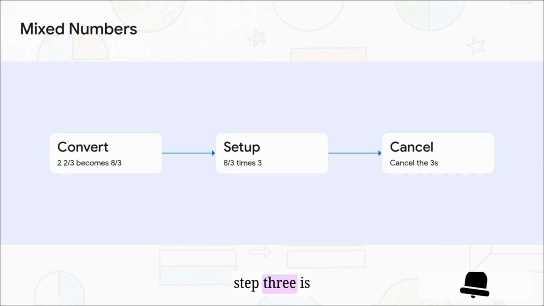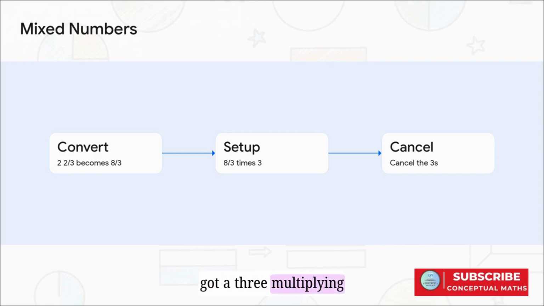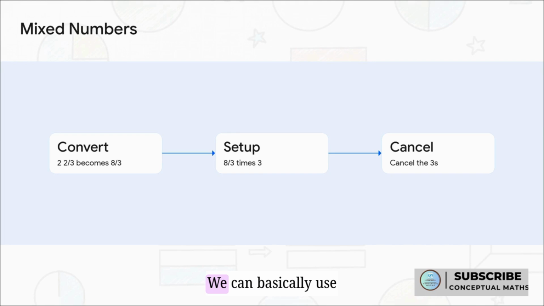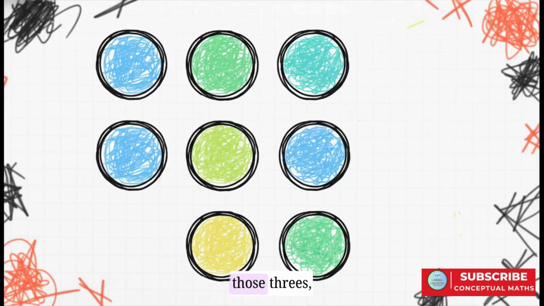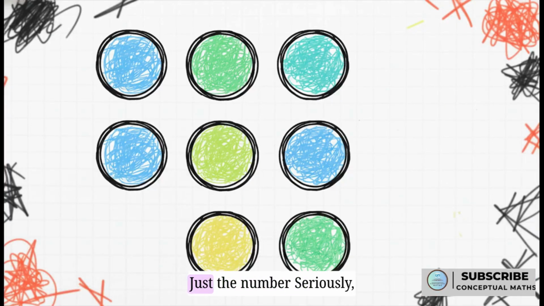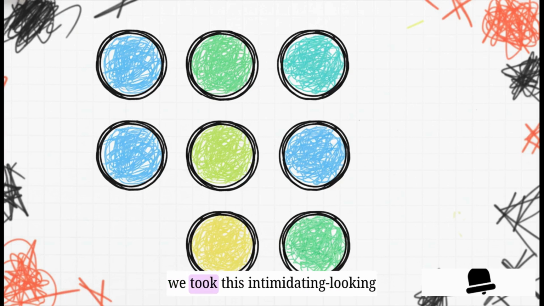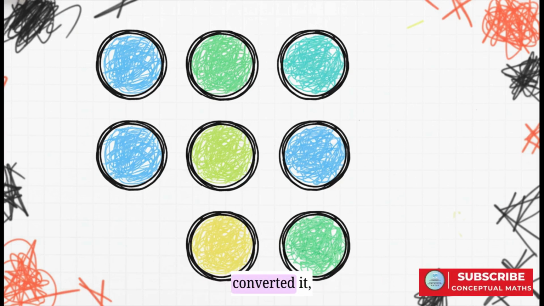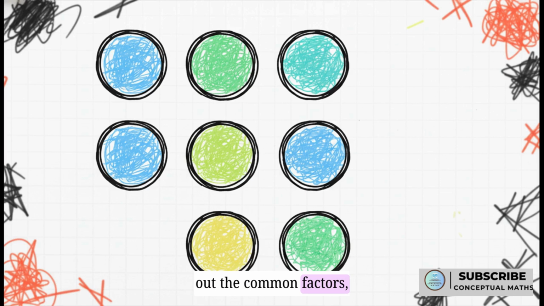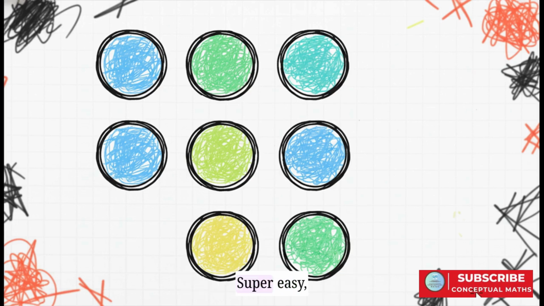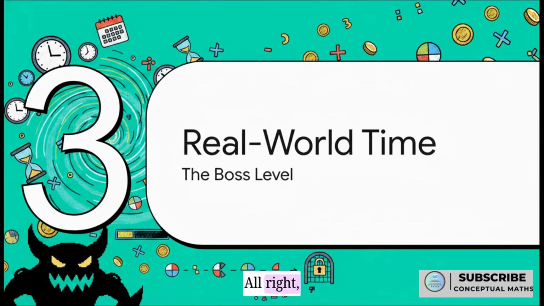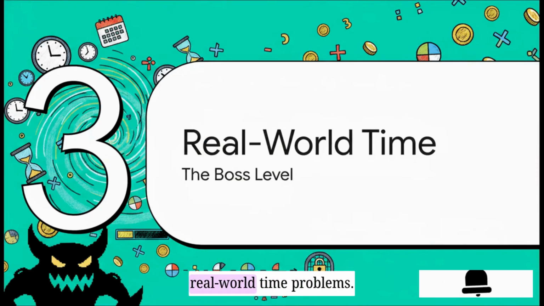And guys, step 3 is the payoff. We've got a 3 multiplying on the top and a 3 dividing on the bottom. We can basically use a math cheat code here and just cancel those 3's out. They literally erase each other. Once you cancel out those 3's, what's left? Just the number 8. Seriously, we took this intimidating-looking mixed number, converted it, canceled out the common factors, and ended up with a beautiful, clean whole number. Just like that, you are upgrading your math strategies perfectly. Super easy, right?